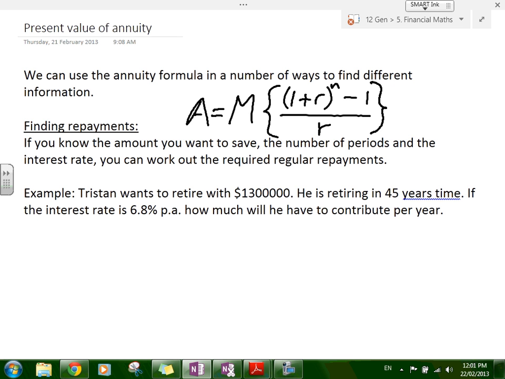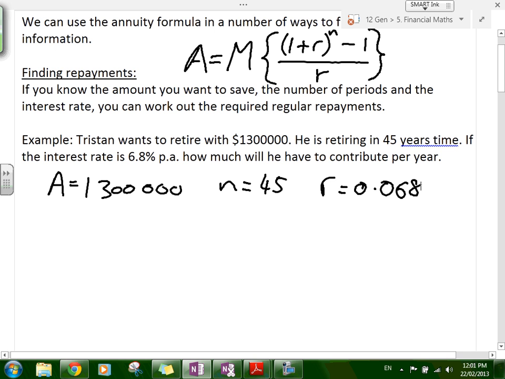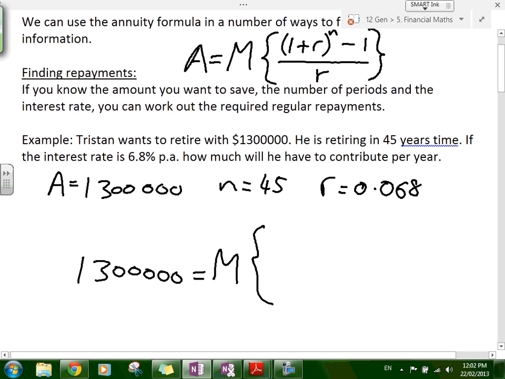That's 6.8% per annum. So what we can do is, well, A is equal to 1,300,000. That's what we know here. N equals 45. R equals 0.068. Alright, so we can now substitute all these into our formula. So now I can substitute it into the formula. I say, well, 1,300,000 equals M, which I'm trying to find, times 1 plus R, which is 1.068, to the power of 45 minus 1 over 0.068.